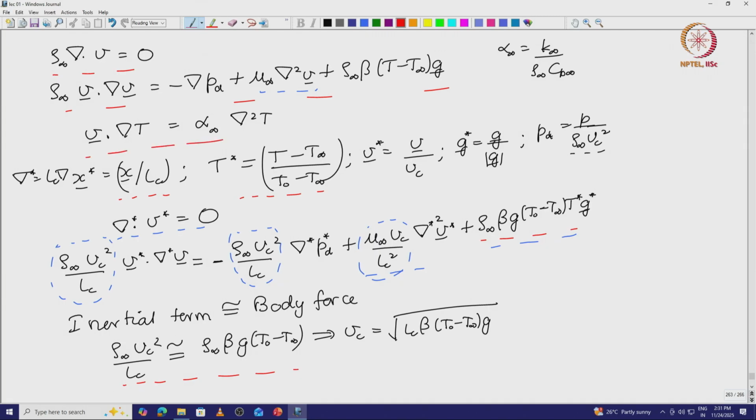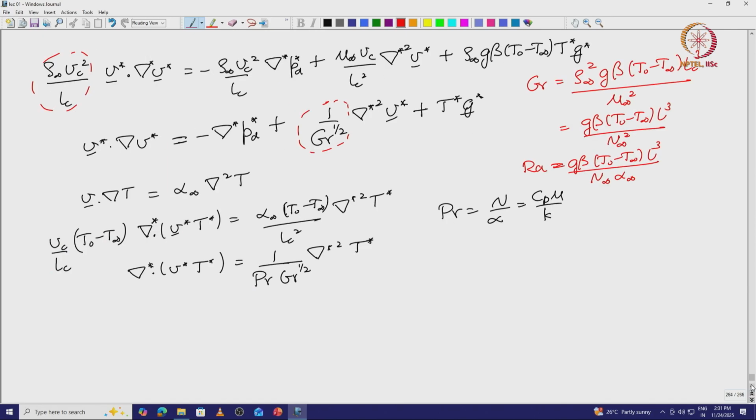We scaled these to find out what is the characteristic velocity that is generated. This characteristic velocity is the square root of the characteristic length, gravitational acceleration, beta, and the difference in temperature, T naught minus T infinity. So, that is the characteristic velocity. We substituted that into the conservation equations and did the scaling, and we got equations in terms of the dimensionless group called the Grashof number.